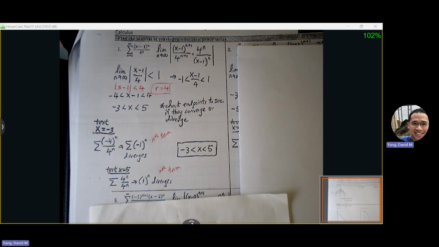How do you know which side that one goes to? X minus 1, it's -1. We're going to add it to both sides. So you want to get x by itself, and then add 1 to this side, add 1 to this side. So -4 plus 1 is -3, 4 plus 1 is 5. Any questions?